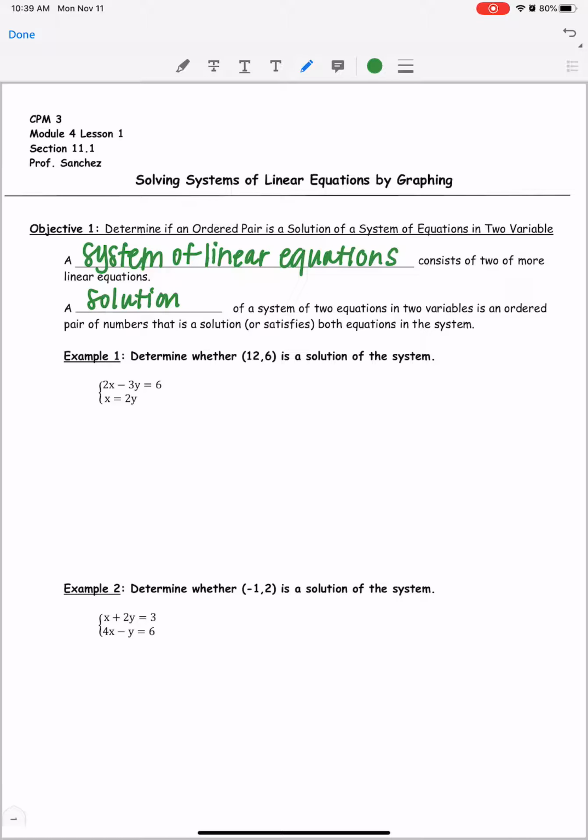We are starting Module 4, so here's your first lesson. It is over solving systems of linear equations by graphing. So you're starting off with two definitions. I've already written in the blanks.